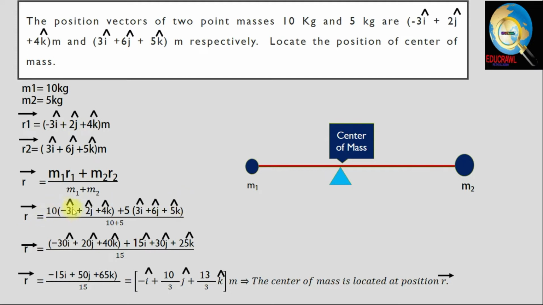So multiplying 10 inside the first bracket, we get minus 3 i cap plus 20 j cap plus 40 k cap plus, similarly this side you have to multiply 5 inside. So you will have 15 i cap plus 30 j cap plus 25 k cap divided by 15. So further simplifying this, we get the answer of R vector as minus i cap plus 10 divided by 3 j cap plus 13 divided by 3 k cap meter. This is the value of center of mass.